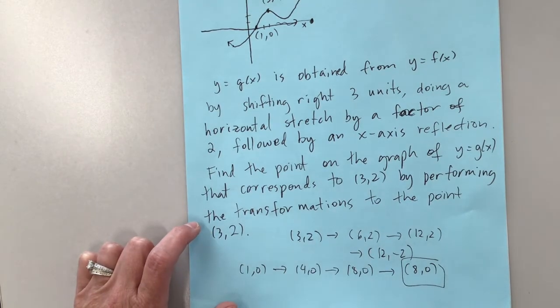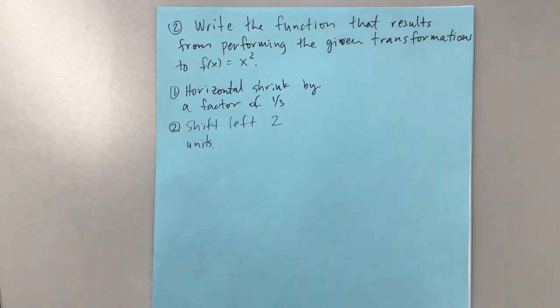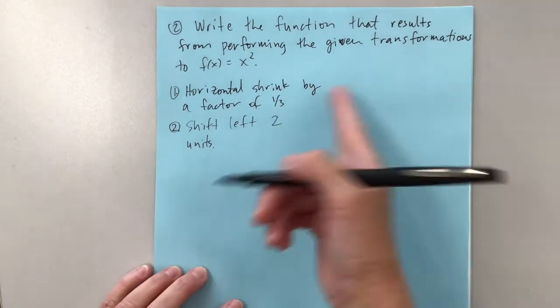Before I get to a general rule of thumb for deciding on the best order for horizontal combined transformations, let's see how we can come up with the equation of a function that results from specified transformations. Here we have f of x equals x squared. We want to do a horizontal shrink by a factor of 1/3 and then shift left 2 units. Shifting left, I'm going to add 2. A horizontal shrink by a factor of 1/3 means my x is going to be multiplied by the reciprocal of 1/3. I'm going to do it in this order.